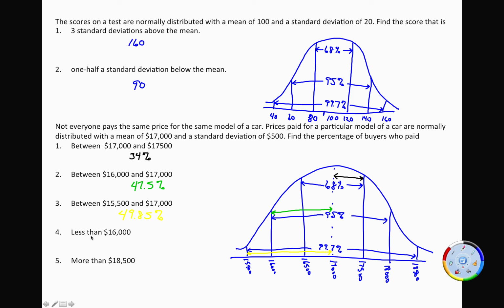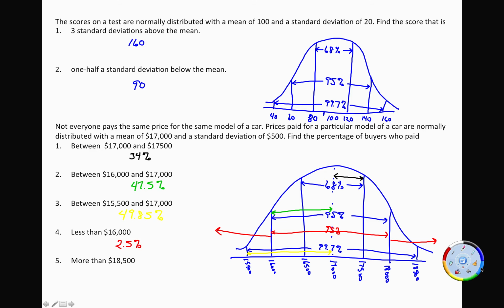What if we wanted to know less than 16,000? That represents this group, right? Less than 16,000. So if I look from here to here, that's 95%. Right? 95%. So that means this edge and this edge has to be the remaining 5%, but I only have half of it, only one side, so half of 5 is 2.5%.